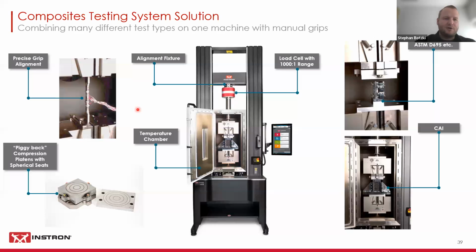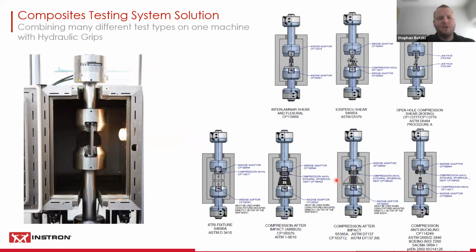And then, of course, you're also going to be able to piggyback on those grips. So if you need even smaller load cells, you can piggyback those. You can add temperature chambers and you have your grips here precision aligned. You can add the compression platens like we looked at, and then you can test your D695 or your compression after impact in between there. And the same is true.